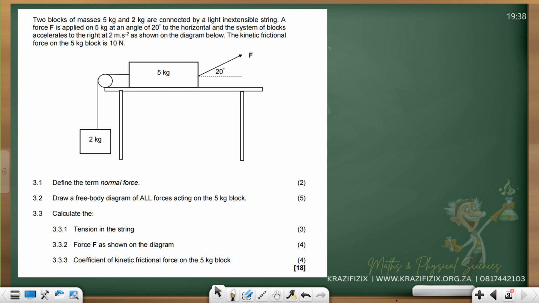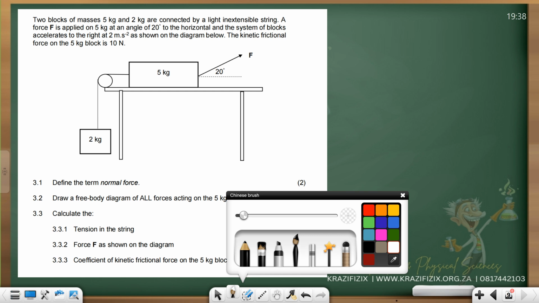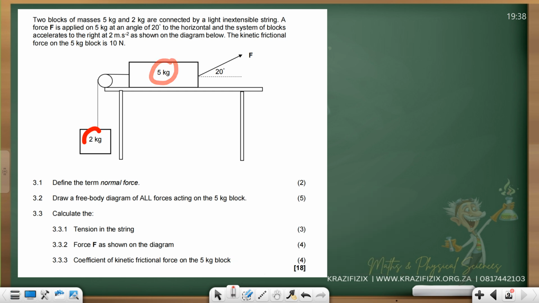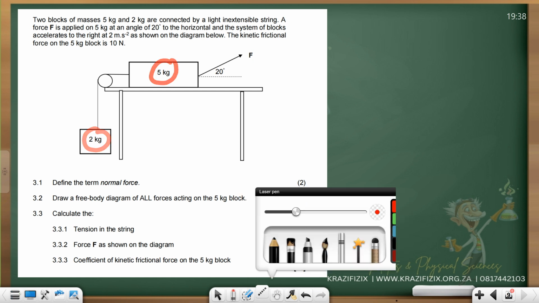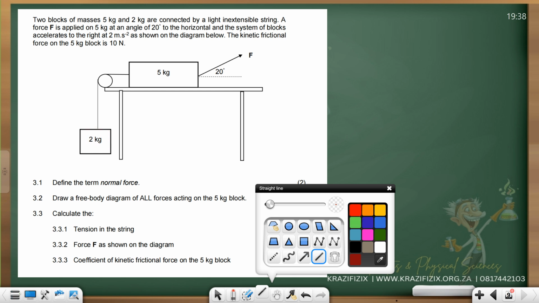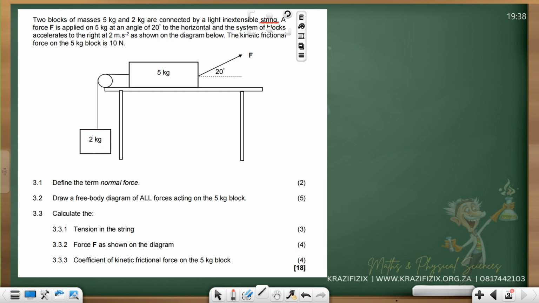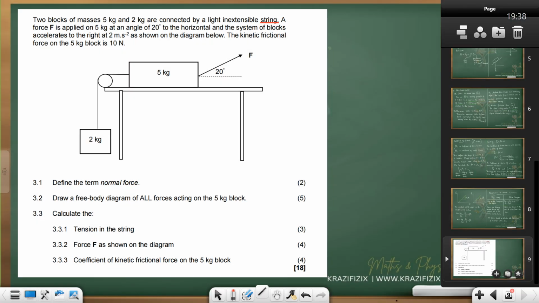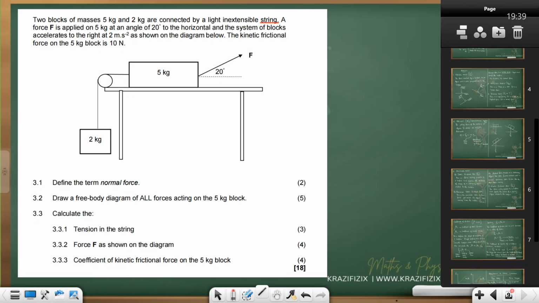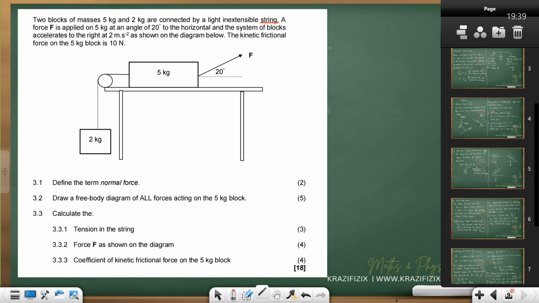Two blocks of masses 5 kilogram and 2 kilogram. Please always read with the diagram. That's my 5 and that's my 2. Are connected by a light inextensible what? String. Good. And in our notes, we spoke about the string. There's a force in a string. What force is that? Go back to your note. There's a tension force. The tension force is the force that you find in a string or a rope.